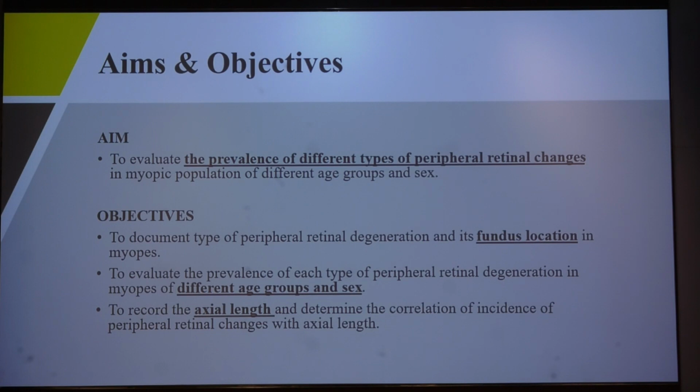So the aim of my study was to evaluate the prevalence of different types of peripheral retinal changes in myopic population of different age groups and sex. The objectives were to document the type of peripheral retinal degeneration and its fundus location in different age groups and sex, and also to record the axial length.